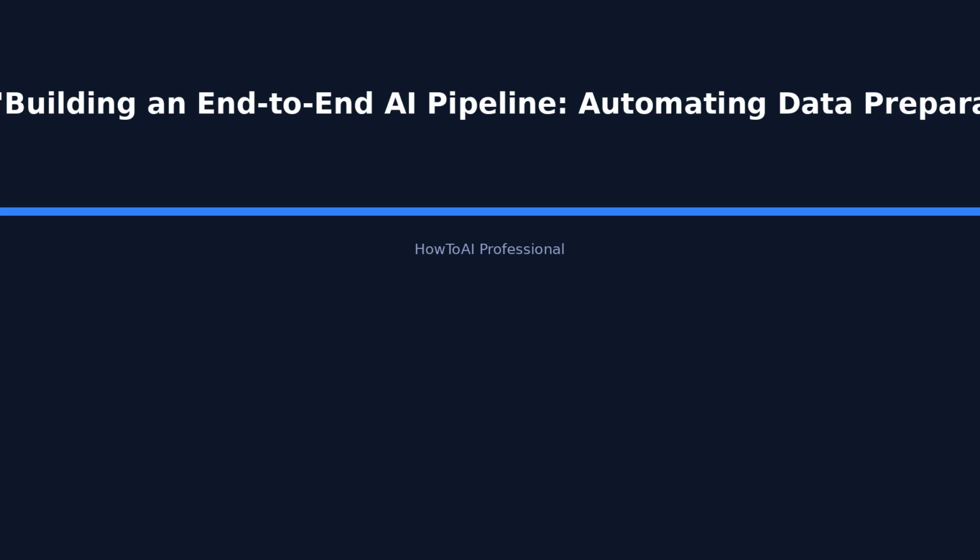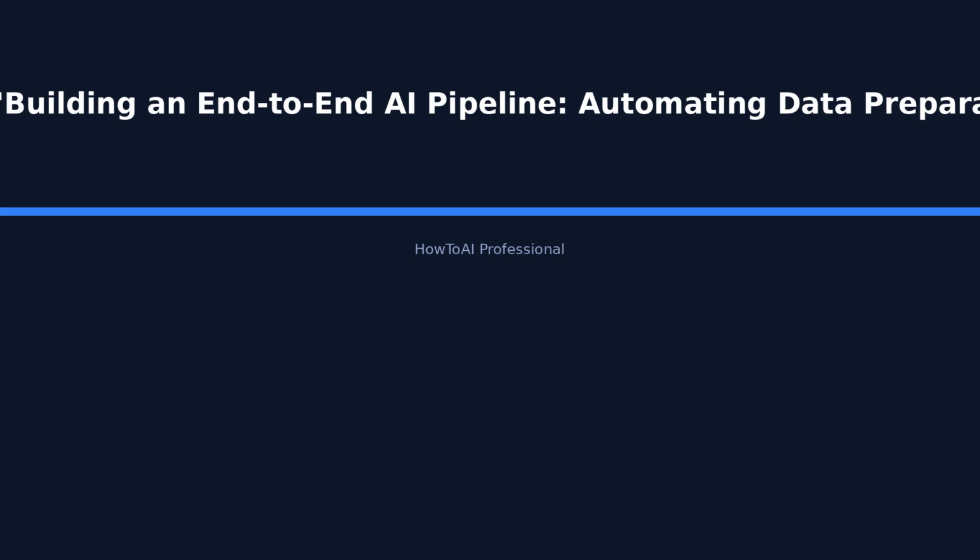Section 3: Model training. Once we have our data ready, the next stage is model training. This is where we choose the right algorithms and train them on our prepared dataset. The key here is automation, as manually training models can be time-consuming and inefficient.